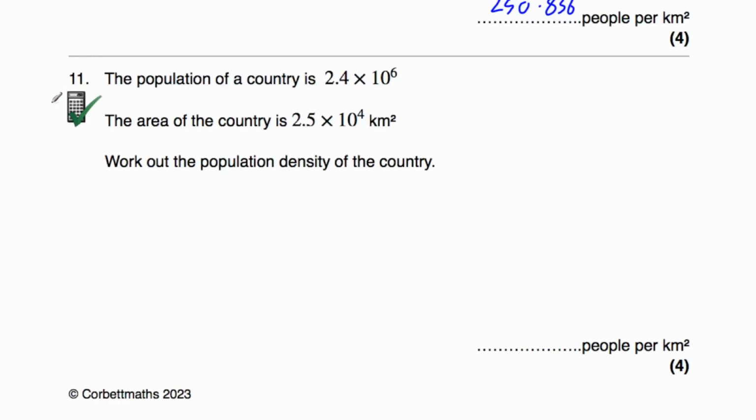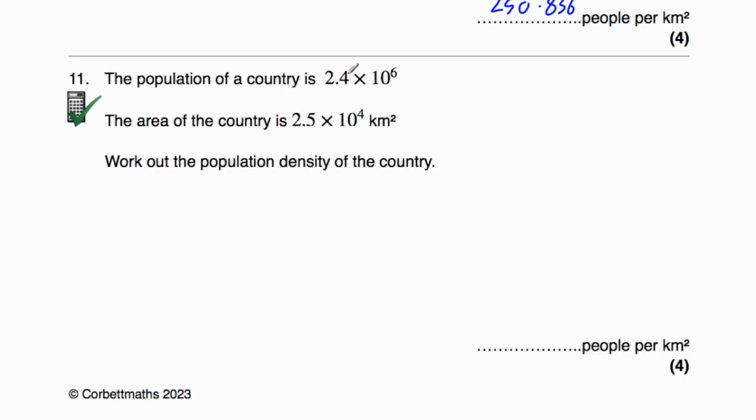Okay, let's have a look at question number 11. Question number 11 says the population of a country is 2.4 times 10 to the power of 6, and the area of the country is 2.5 times 10 to the power of 4 square kilometres. We've been asked to work out the population density of the country. Now to find the population density, we share or divide the population by the area.